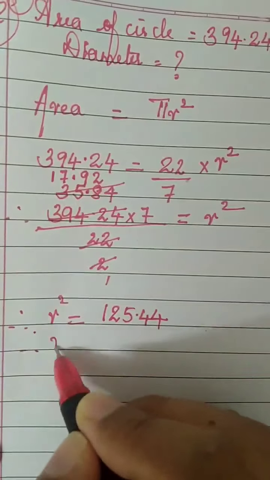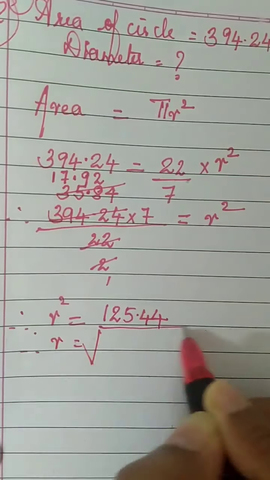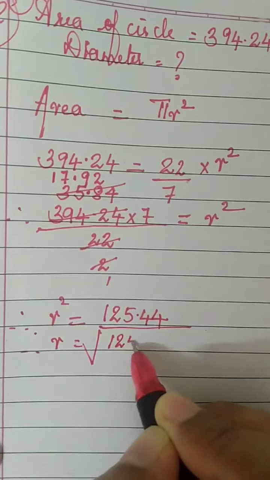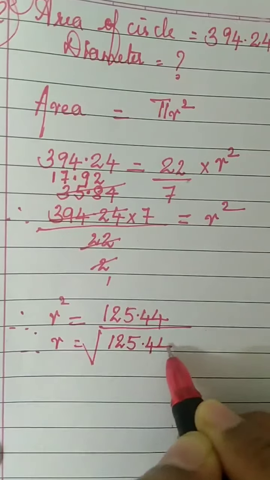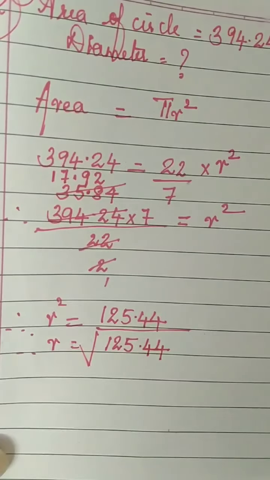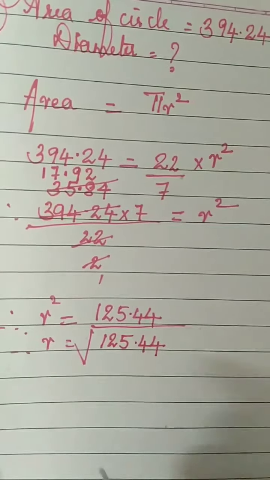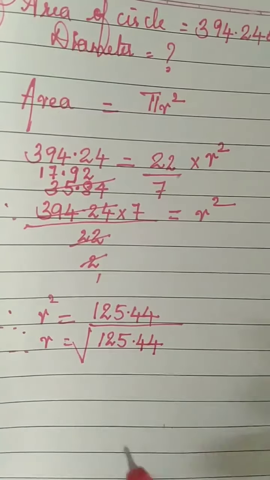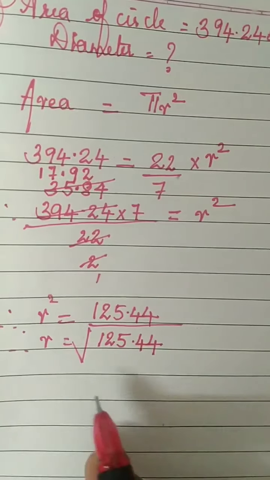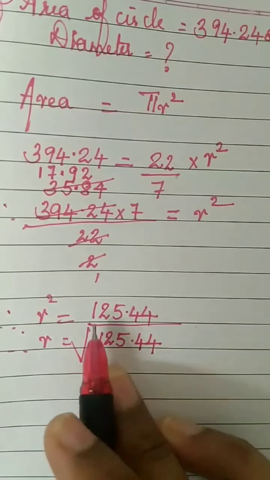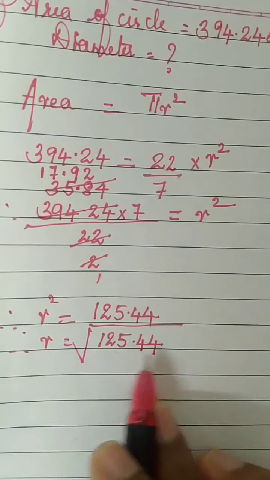So, therefore, how much is r? Square root of 125.44. In the previous period also, some students asked me how to find out square root of bigger number by division method. I had explained in the previous video. Once again, let me explain. We want to find square root of 125.44. Here this is a decimal number.